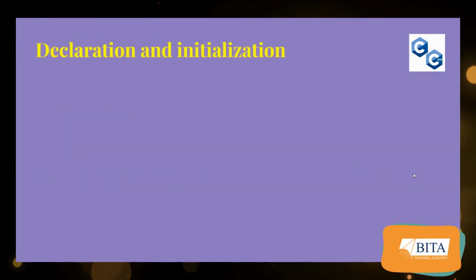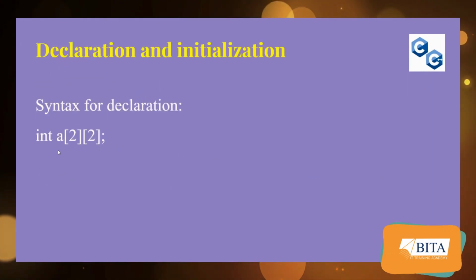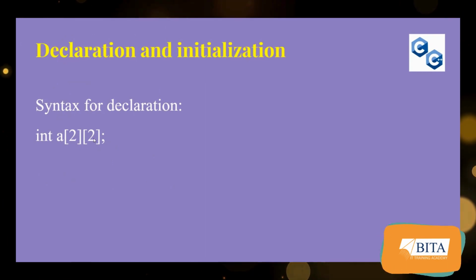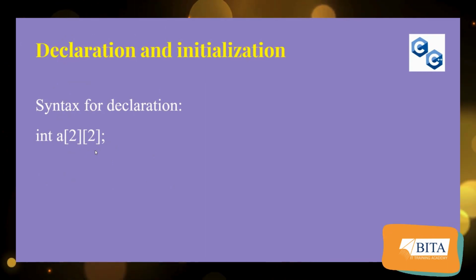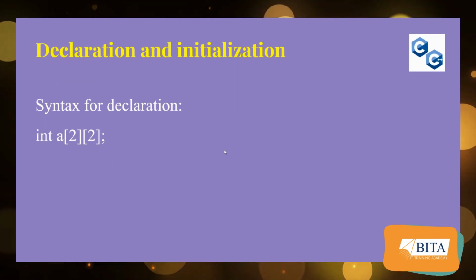Okay. So this is the syntax for declaration: the data type, array name. Here comes the row size. The next is the column size. This is the example for a two-dimensional array.